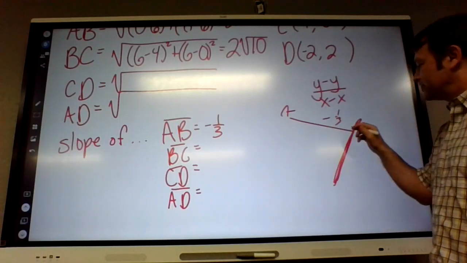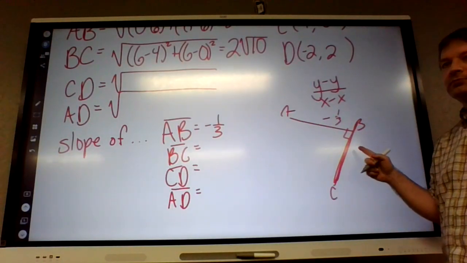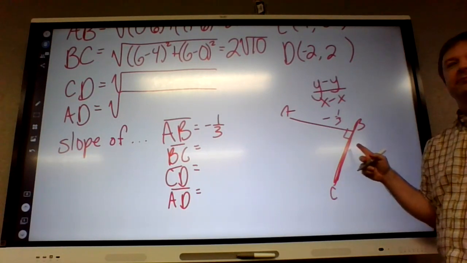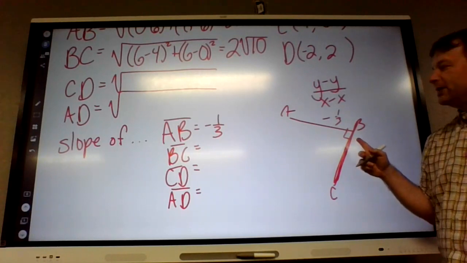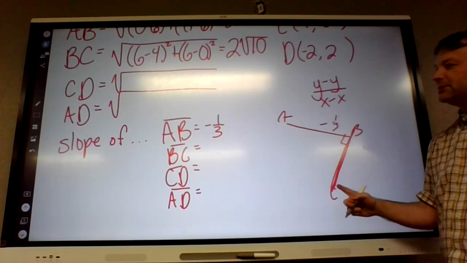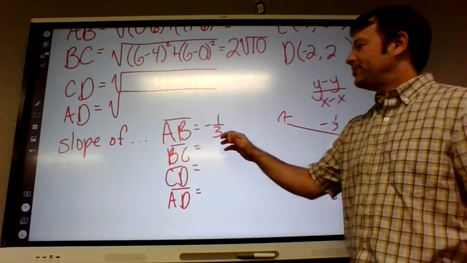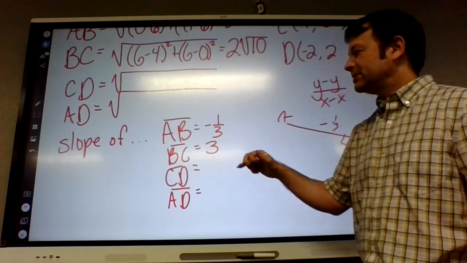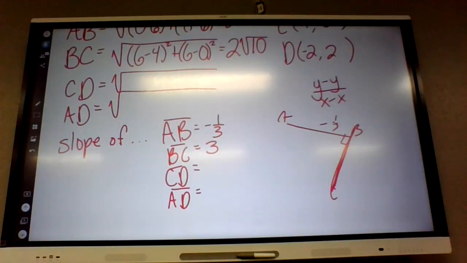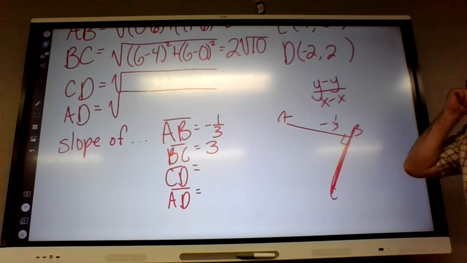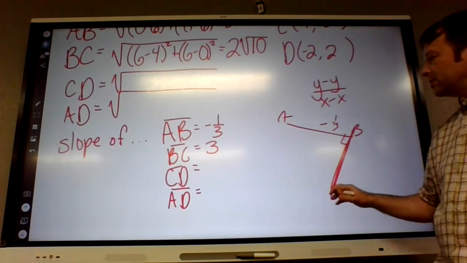What should this slope be? Perpendicular. 1/3? 90 degrees. -1/3. Positive 3 over 1. So it's +3. Perpendicular slopes, not the same slopes. Perpendicular lines have opposite reciprocal slopes.